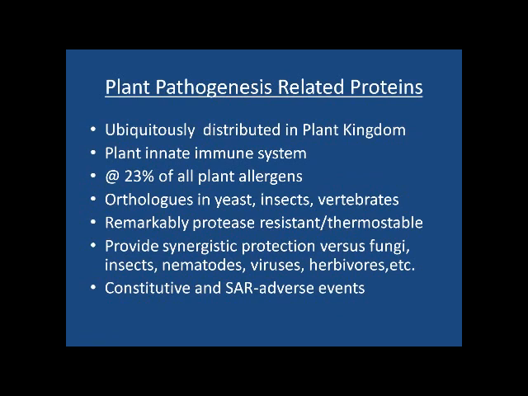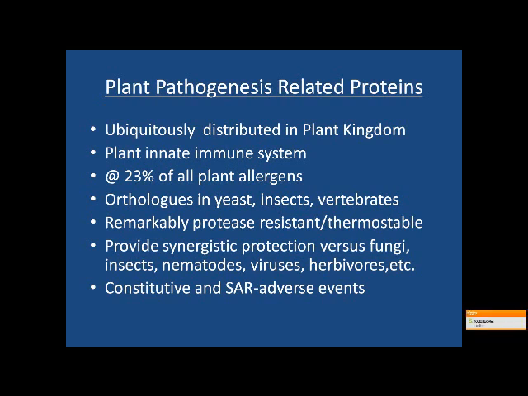Okay, a few words about plant pathogenesis-related proteins. They're widely distributed in the plant kingdom. They're really the plant innate immune system. 23% of all plant allergens are in this family, so they're very important. They have orthologs or homologs in yeast, insects, and vertebrates, which we can consider as a cross-sensitizer. They're remarkably protease resistant. They're malleable. They provide protection mainly against fungi, but also insects, nematodes, viruses, and herbivores. They're just the immune system of plants.